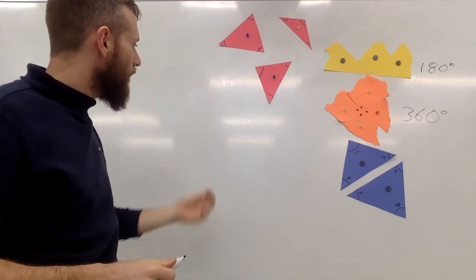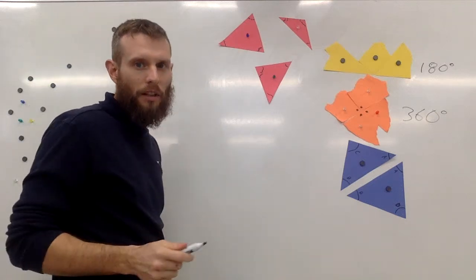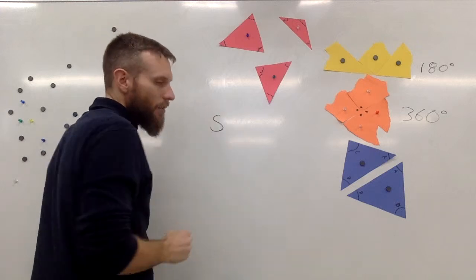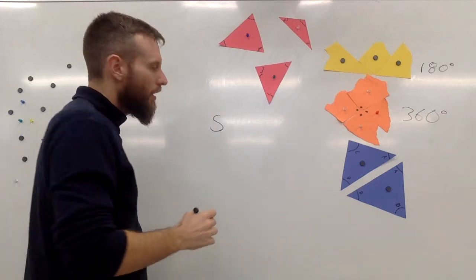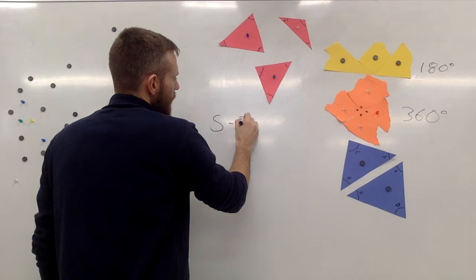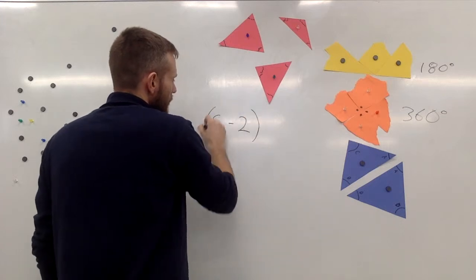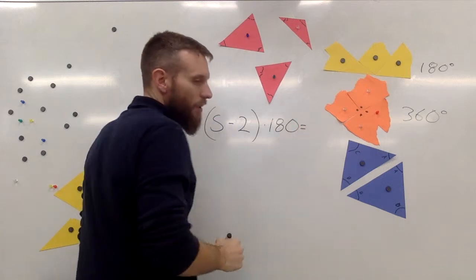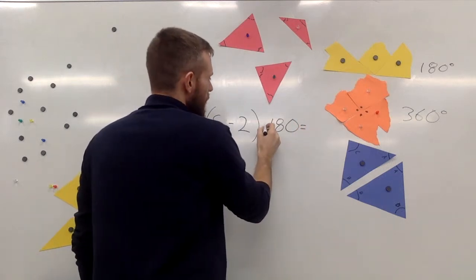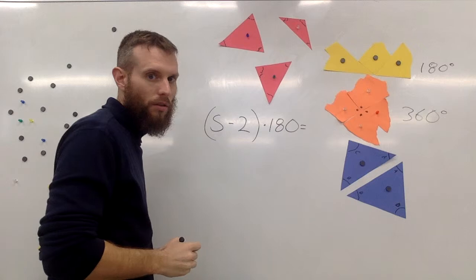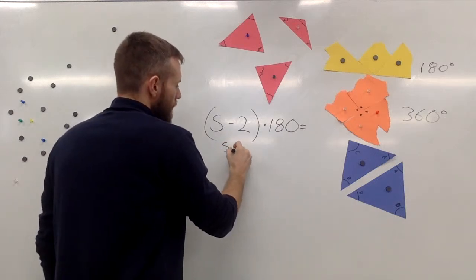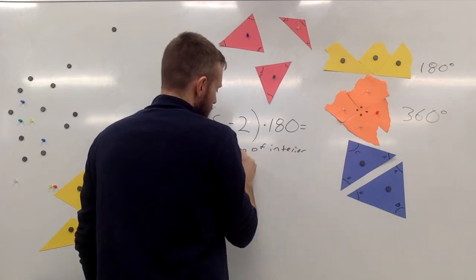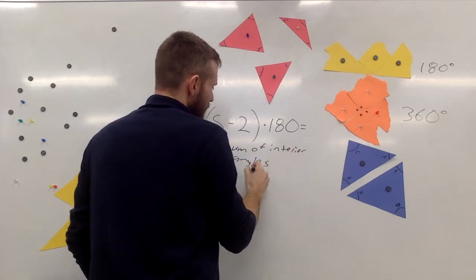And so if we continue with this pattern, what we find out is that if S is the number of sides, then S minus 2 times 180 equals the sum of the interior angles.